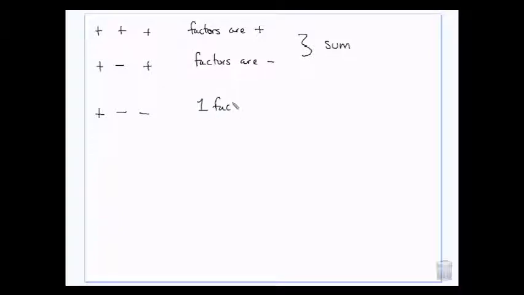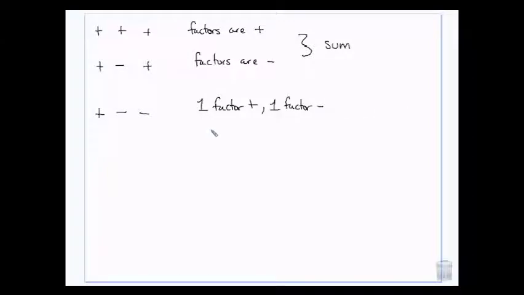If you have positive, positive, positive, your factors will be positive. If you have positive, negative, positive, your factors are negative, and in both of these cases, you're looking for a sum. If you have positive, negative, negative, you have one factor positive and one factor negative. And it's still a sum, but it's kind of a difference, right? Because one's positive and one's negative, so you're subtracting the numbers and keeping the sign of the larger side.